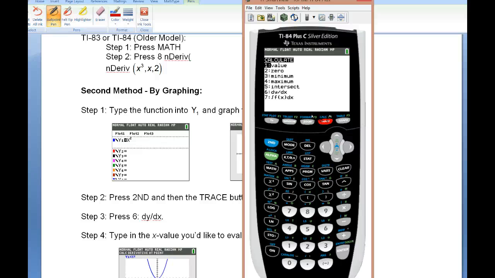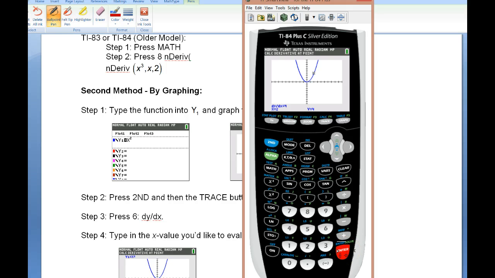And you see number 6 says dy/dx. Okay. Second, number 6, second trace. Now, it's going to automatically put the cursor at 0, 0. You just need to type in the number that you want to evaluate it at. So I want to evaluate it at x equals 2, so I'm just going to type in 2. And then press enter. And dy/dx is 4. Isn't that what we got previously?